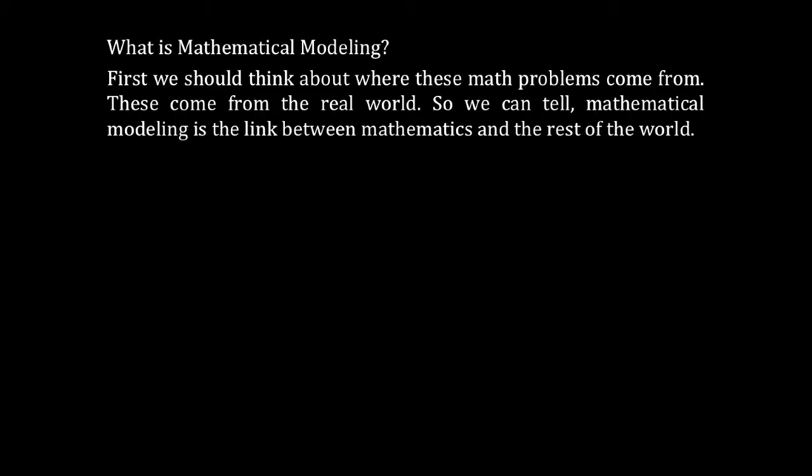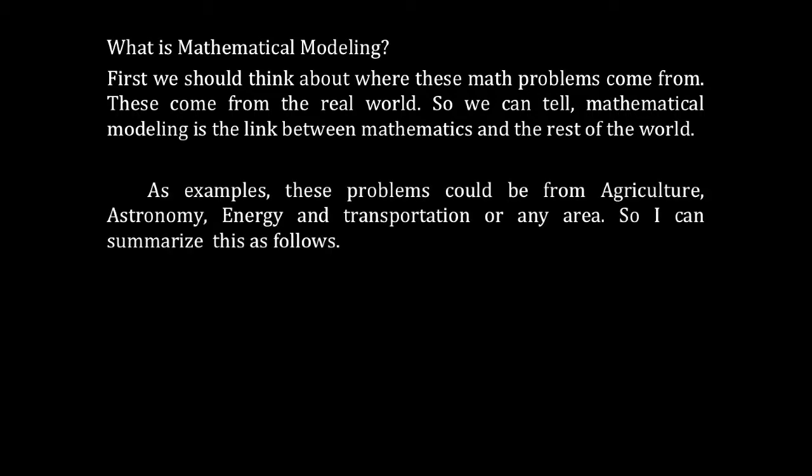What is mathematical modeling? First, we should think about where these math problems come from. As I mentioned before, these problems come from the real world. So we can say mathematical modeling is the link between mathematics and the rest of the world. As examples, these problems could be from agriculture, astronomy, energy and transportation, computer science, arts, music, economics, engineering, or any area.